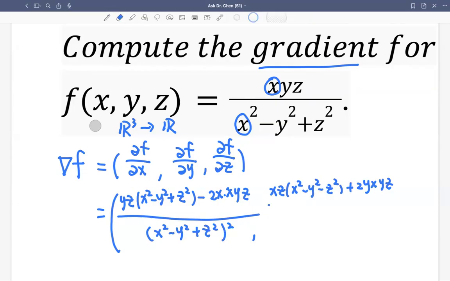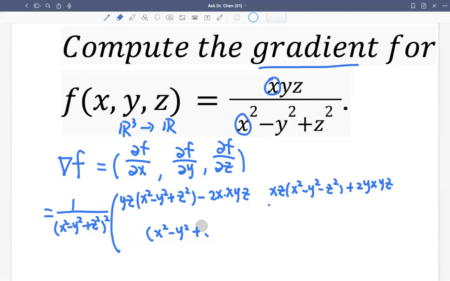So what we could do is we could take the denominator squared outside. This equals 1 over x squared minus y squared plus z squared, squared. So we won't have to write it once. Then we keep the numerator inside, right? So that's the second one. So partial f in the y direction, partial f, partial y, then partial f, partial z.